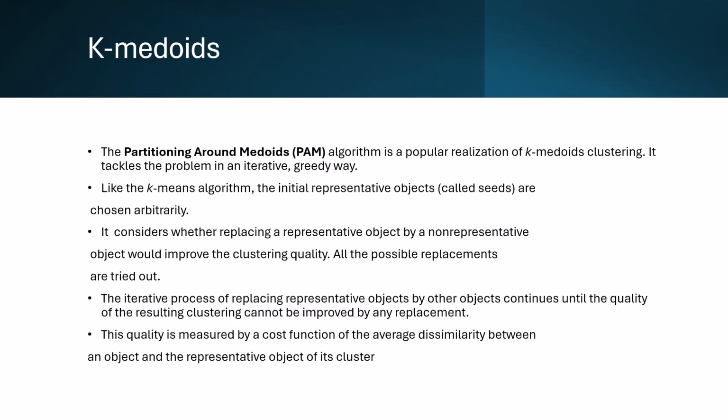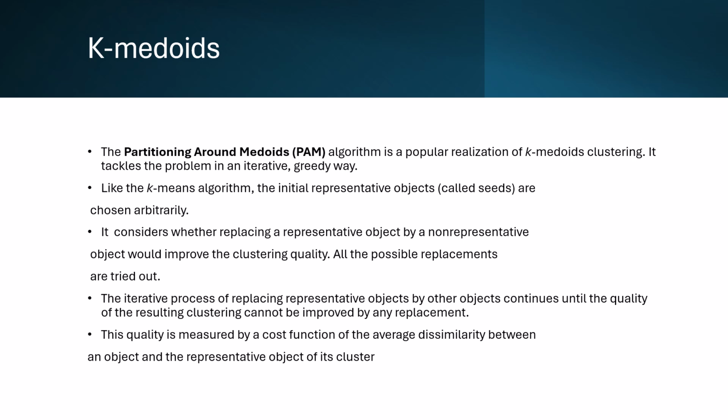Each time a reassignment occurs, a difference in absolute error E is contributed to the cost function. Therefore, the cost function calculates the difference in absolute error value if a current representative object is replaced by a non-representative object. The total cost of swapping is the sum of costs incurred by all non-representative objects.